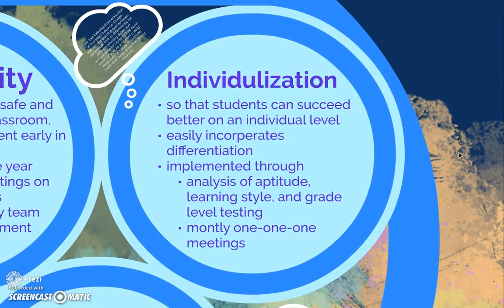Finally, another aspect of my personal paradigm is individualization. I so strongly believe in this. I think that students can succeed better on an individual level if we focus on them as a student and how they learn. It easily incorporates differentiation, and it can be implemented through analysis of aptitude, learning style, and grade level testing. I would use those things to help see where a student is on the spectrum of the grade level, how they learn, and how those things can contribute to things that they might be good at, and so help them recognize their strengths and their weaknesses and how they can be supported and challenged through their learning.